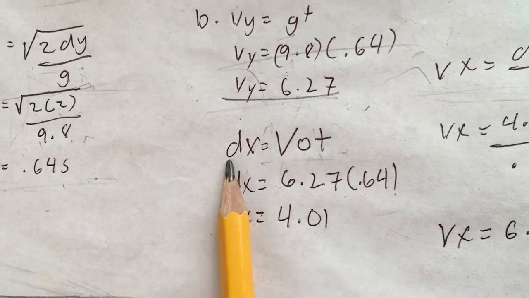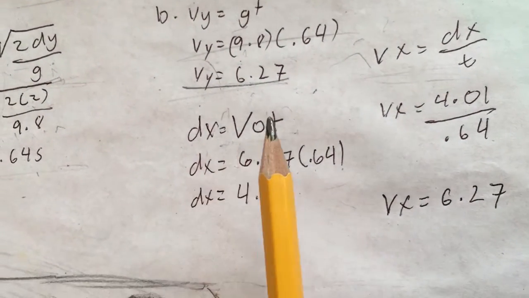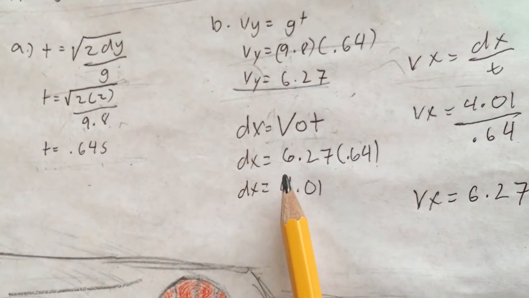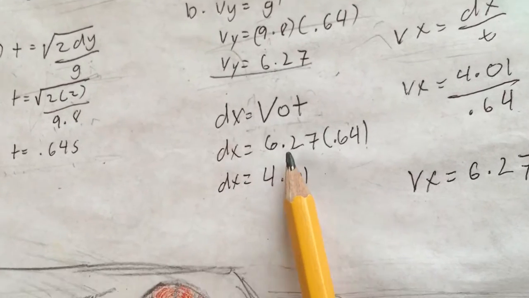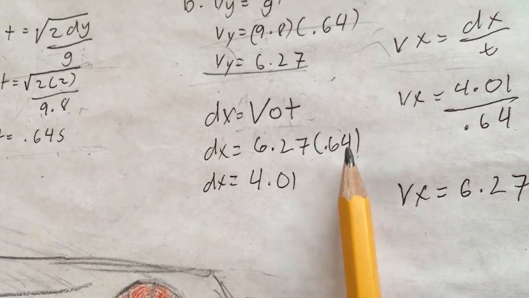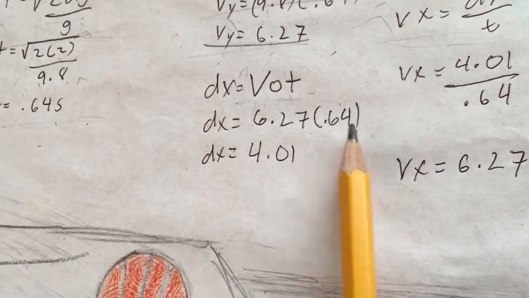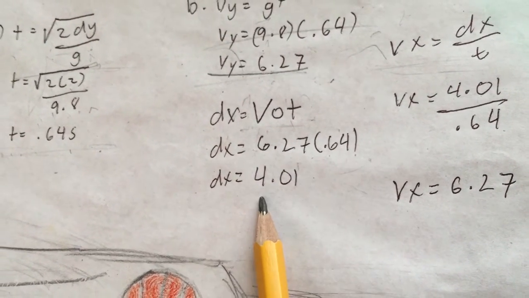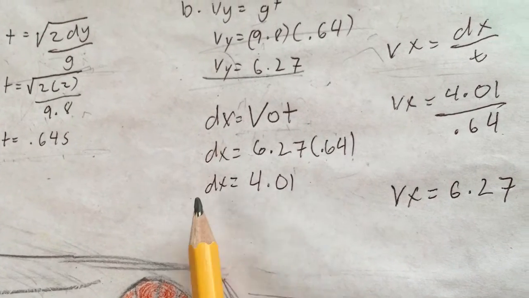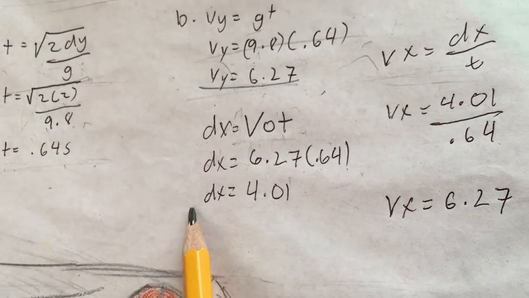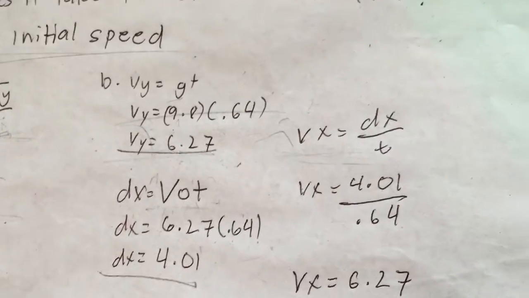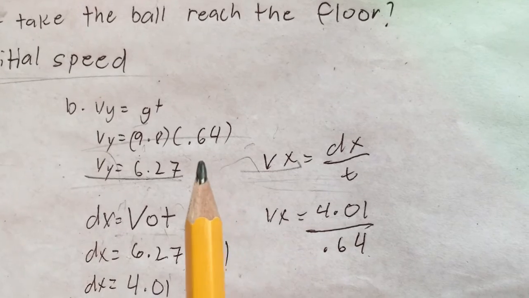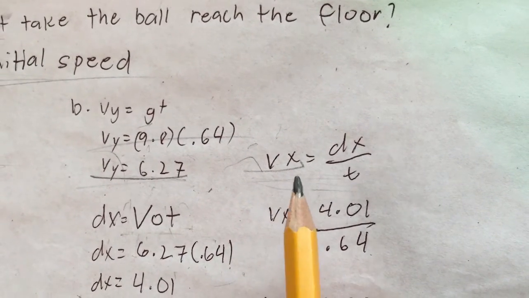Next is dx. dx is equal to Vo t. Vo t is equal to 6.27 times 0.64. 6.27 times 0.64 is equal to 4.01. So the dx is now 4.01.